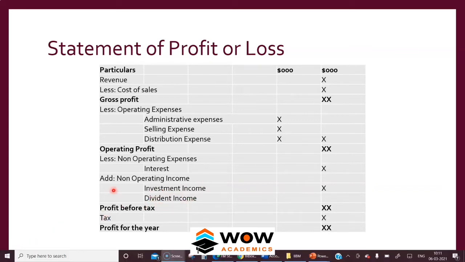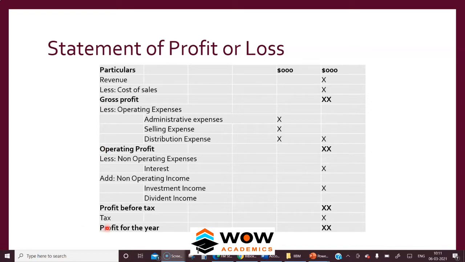So after adding your non-operating income, you will reach profit before tax, and after deducting the tax you will reach the profit for the year. So the statement of profit or loss ends with profit for the year. The profit for the year can also be called net profit. So there are three profits available in the statement: the gross profit, the operating profit, and the net profit.